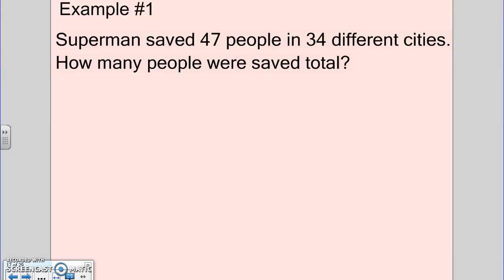Example number 1. Superman saved 47 people in 34 different cities. Man, was he busy. How many people were saved in total? We want to find out how many people he saved in all. So let's set it up.